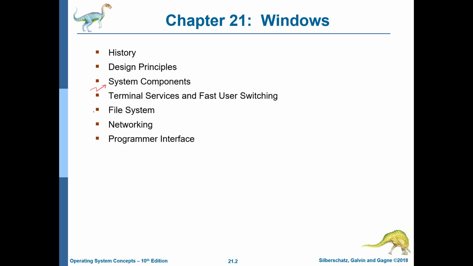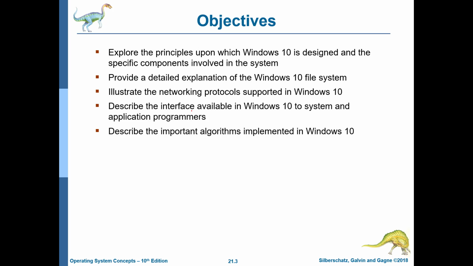And then we will go to more traditional OS components such as the design of the file system and networking subsystems and the programmer interface that is provided to do systems programming on Windows 10. So the objectives are that we will explore the principles upon which Windows 10 is designed and the specific components are also designed. We will look at detailed explanations and illustrations, describe the interface that is available to application programmers and important algorithms that are implemented.